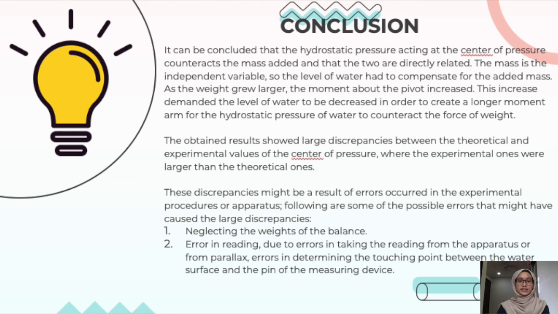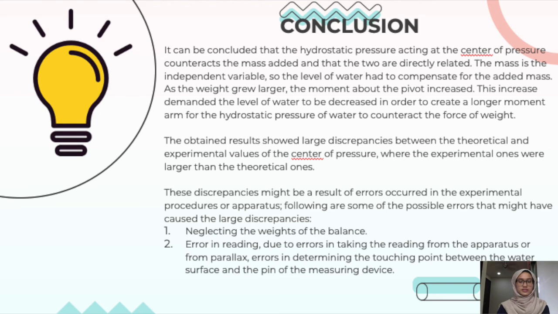The mass is the independent variable, so the level of water had to compensate for the mass. As the weight grew larger, the moment about the pivot increased. This results in the level of water decreasing, to create a longer moment arm for the hydrostatic pressure of water to counteract the force of weight.